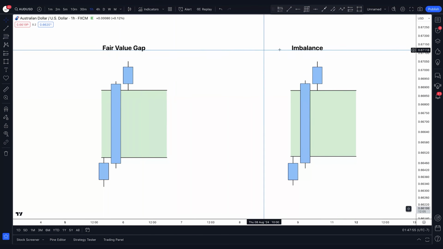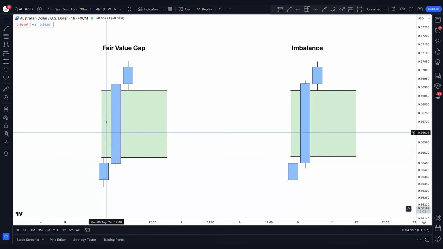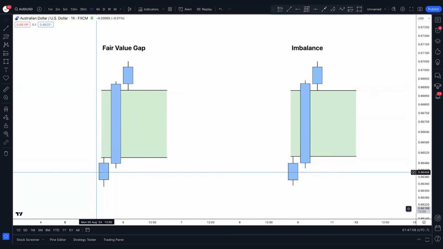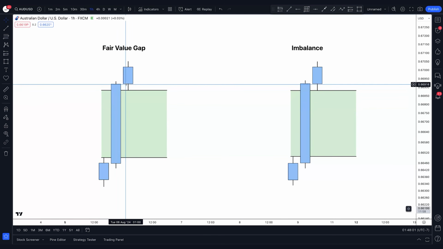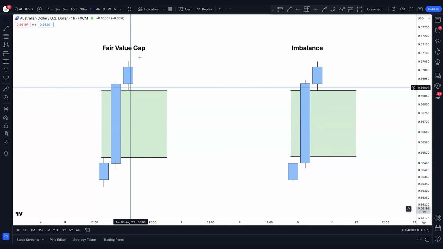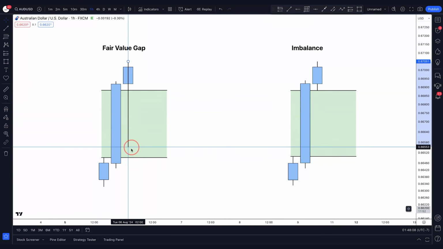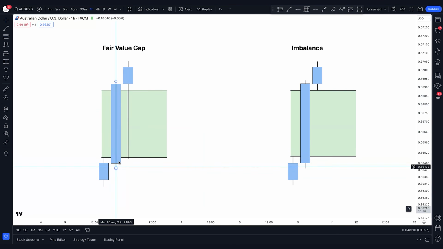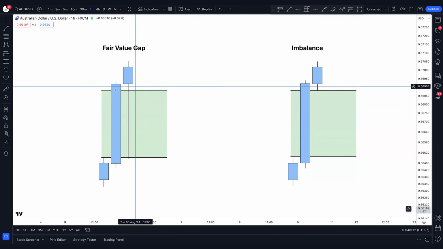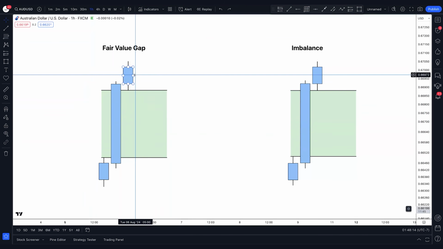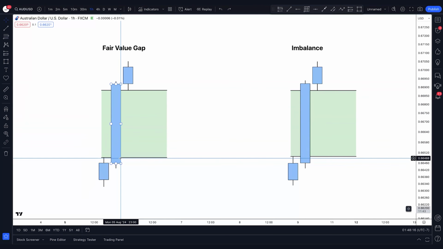So a fair value gap and an imbalance are both open price ranges, meaning when we have a large candle like this, which leaves wicks untested, that is an imbalance or a fair value gap. So for example, if the wick of this candle came down to retest the wick of this candle, this would not be an imbalance. But because it doesn't, it leaves this open price range, okay?